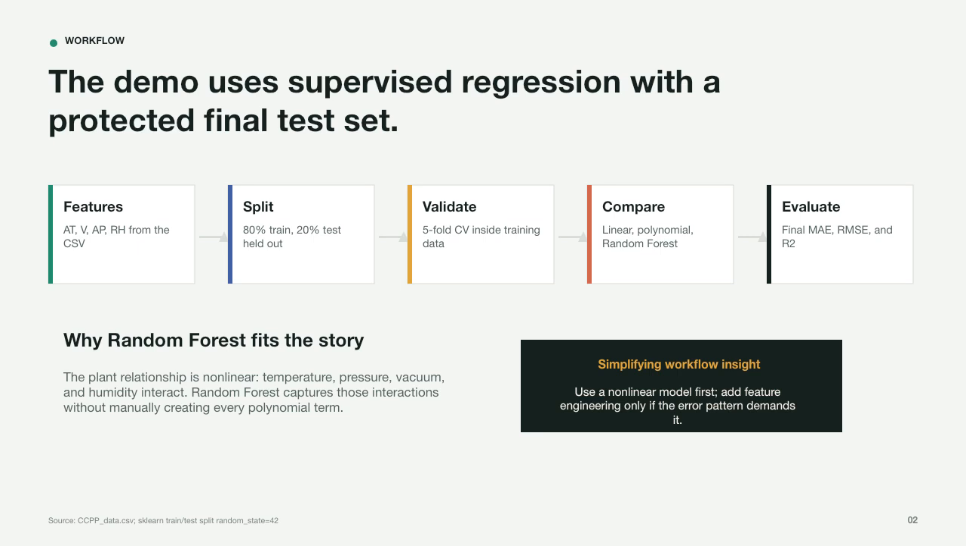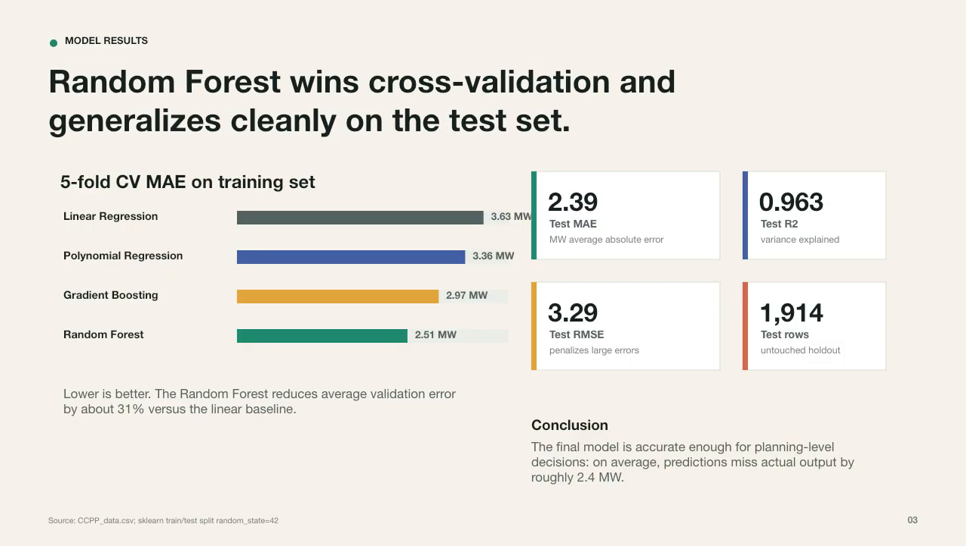The baseline is multiple linear regression. I also test polynomial regression and tree-based models. The simplifying insight is that random forest can capture nonlinear interactions between temperature, pressure, vacuum, and humidity without manually engineering every interaction term. The model comparison shows why random forest is the best choice for this demo.